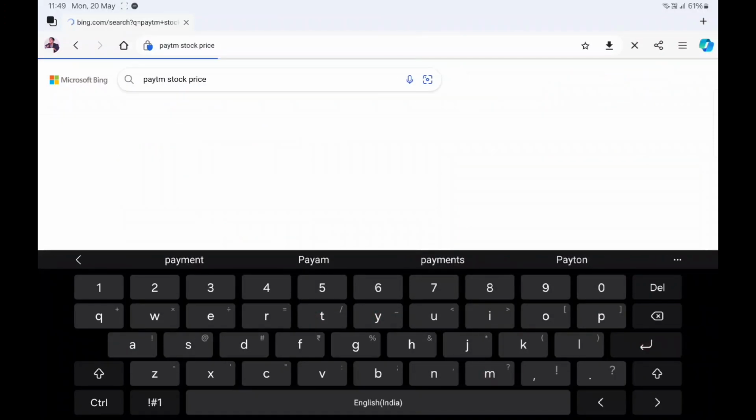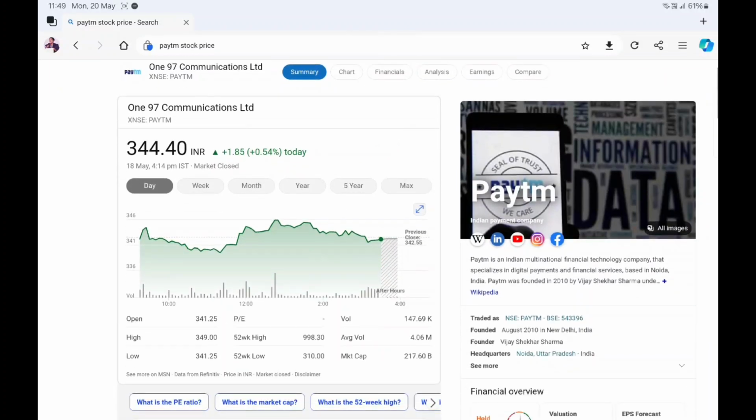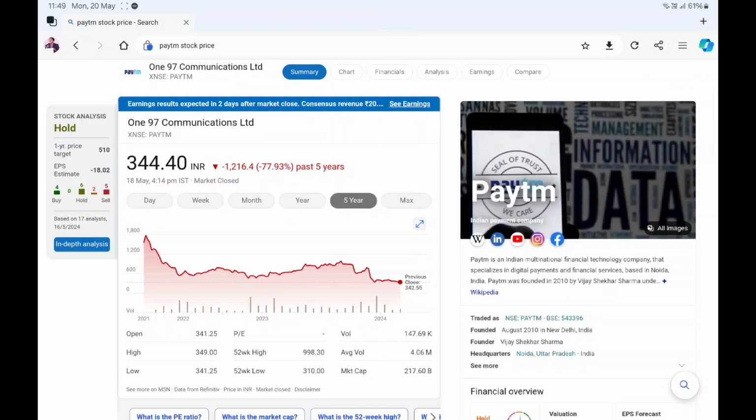Paytm is a horror story. People who invested in Paytm would understand why I call it a horror story. You can see here, Paytm had a high of more than 1700, somewhere close to 1800, and today it is trading at 344 rupees. It lost almost 78% of its share price since inception. Imagine someone who purchased the IPO at 1800, and today the share price is 345 rupees. That's a huge loss that they are sitting on, right?